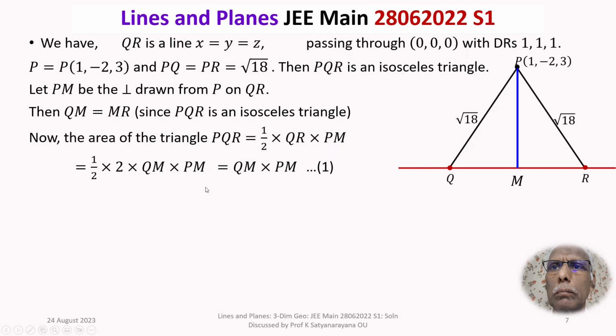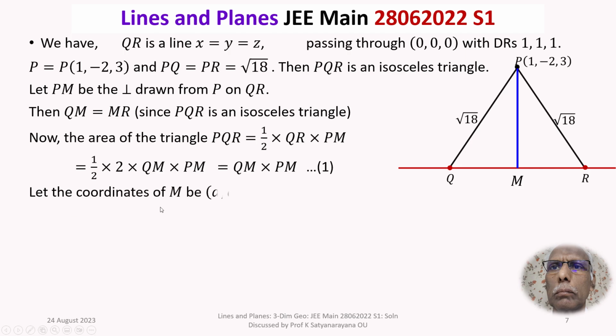So 2 cancels and this is QM into PM. So if you know the length of the altitude and the length QM, the area of the triangle PQR can be found. So the problem now reduces to finding the lengths PM and QM.